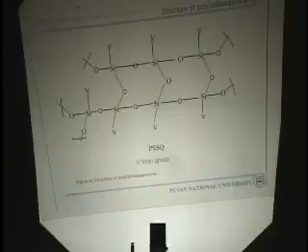Now I am going to talk about the polysilsesquioxane structure. Figure 4 indicates the structure of polysilsesquioxane, where V is the vinyl group. After hydrolysis, it becomes like this structure.